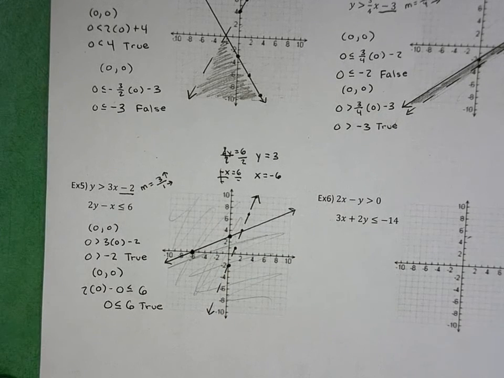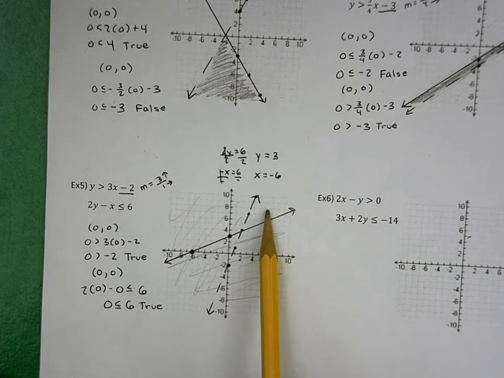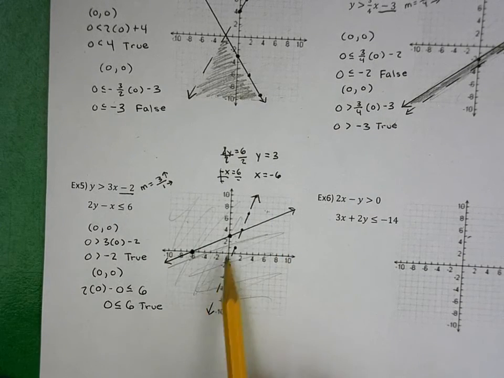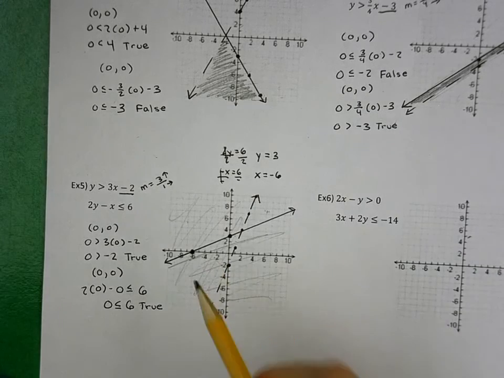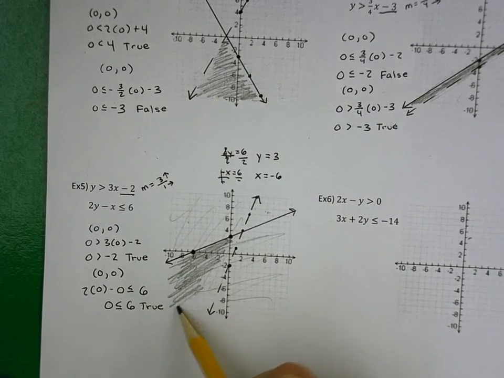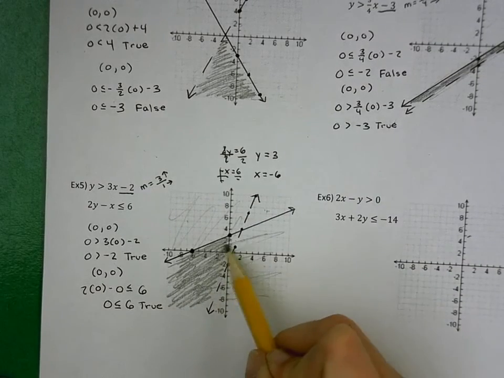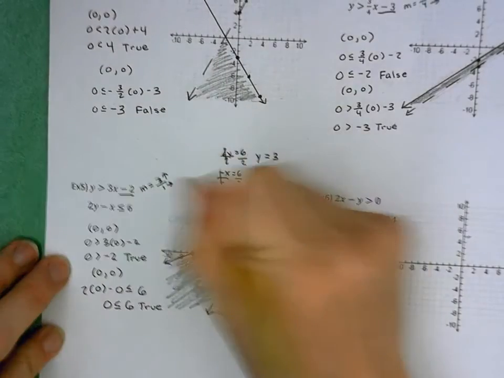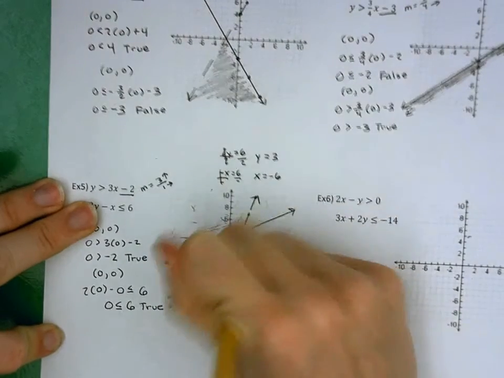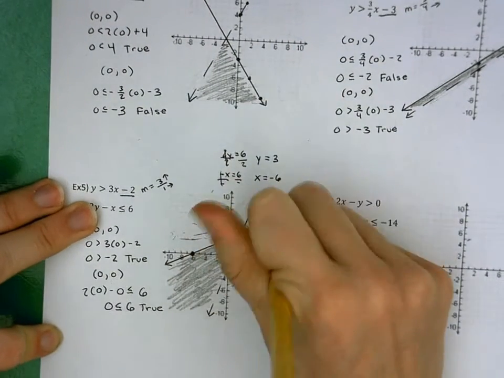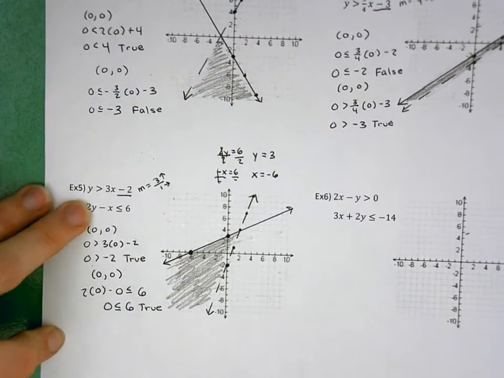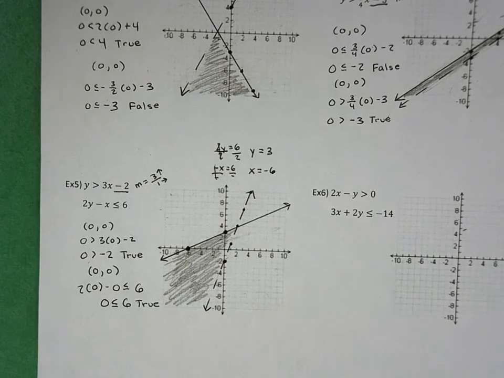So what do they share? Neither shade that region. One shades this region, one shades this region. They both shade in here. And so this is going to be my answer, right in here. Okay. And then clean it up a little bit. And there you go. That's graphing systems of linear inequalities.